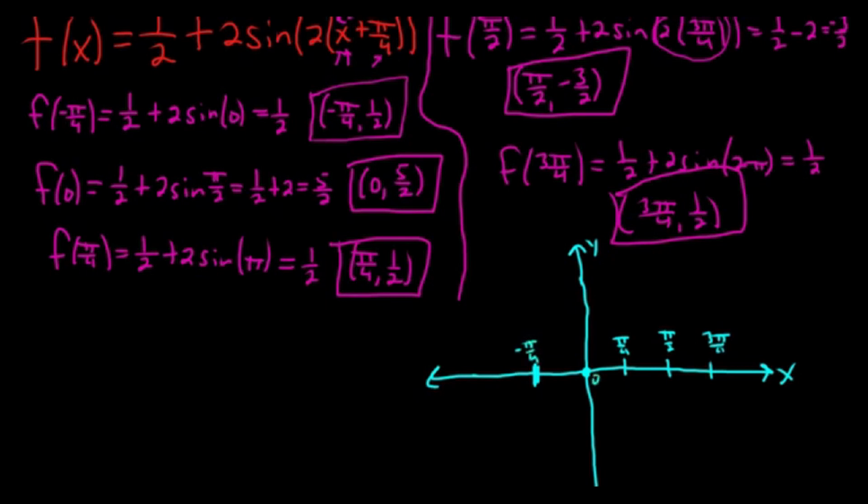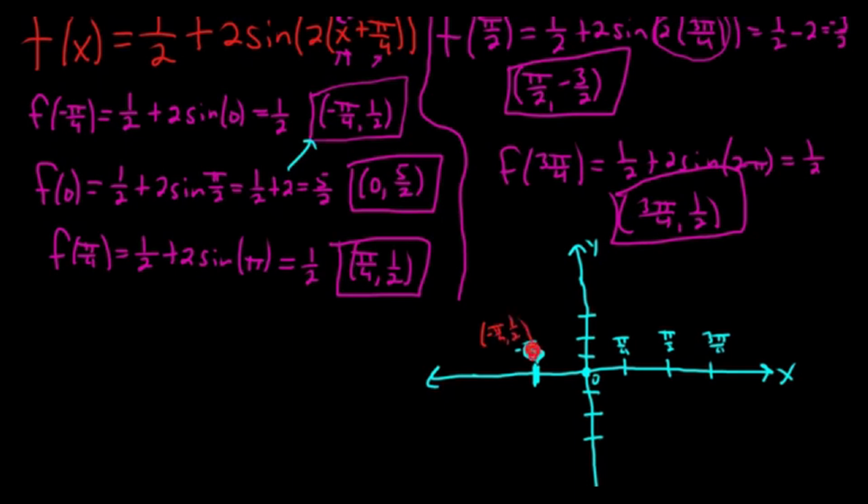It looks like the smallest y value is going to be negative 3/2. I'm going to use 1/2 increments. So this is negative 1/2, negative 1, negative 3/2, and this is 1/2, 1, 3/2. The first one is negative pi over 4, 1/2. That's here. Let me use a different color. So this one is negative pi over 4, 1/2. That's this red dot here.